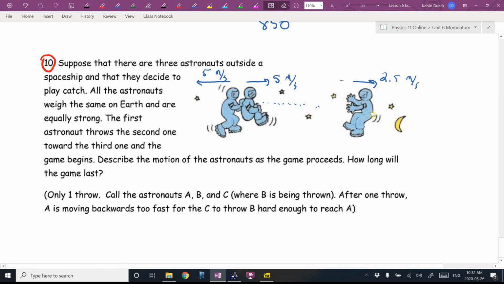Even if this astronaut pushed astronaut B forwards at 5 meters per second, because they're going backwards, their relative velocity would be positive 2.5 meters per second, which will never catch up to the 5 meters per second to the left. So playing catch in outer space would be tricky.